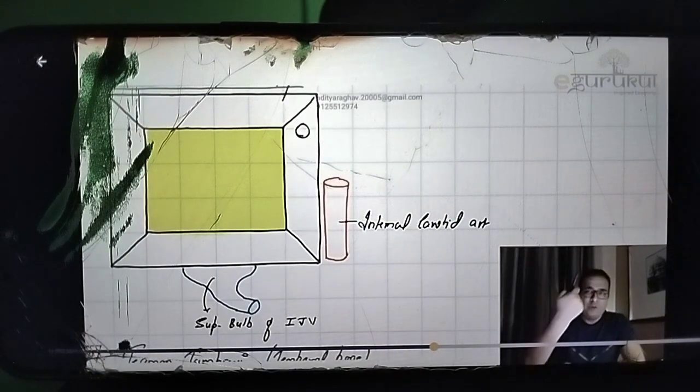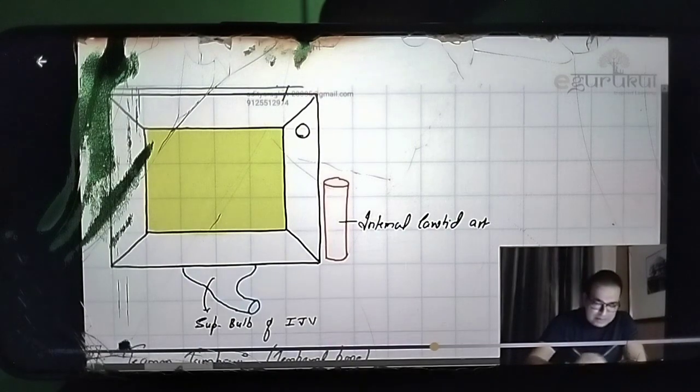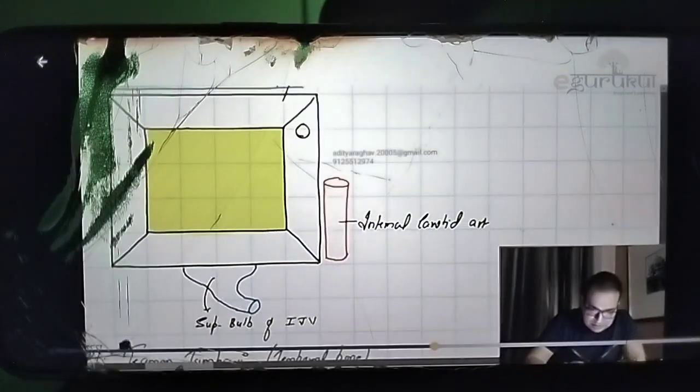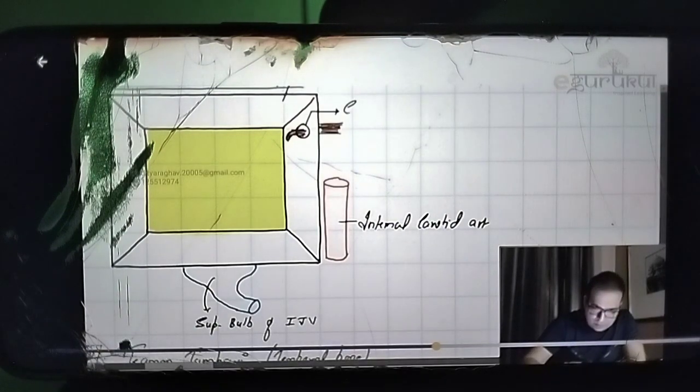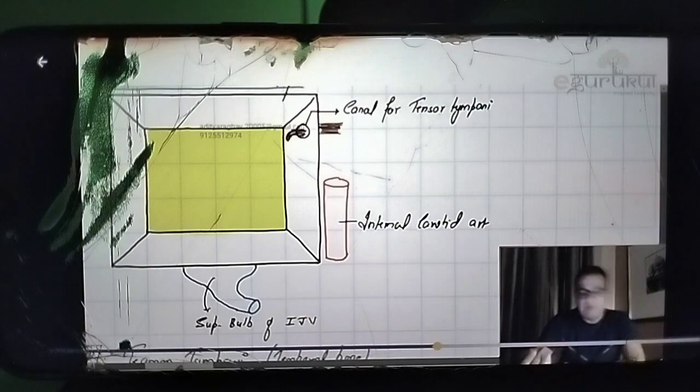Tensor tympani. So the muscle which enters from the anterior wall is tensor tympani. If I may just draw this muscle here, let us say the muscle comes in here. That's a muscle coming in here, and that's how it is entering into the middle ear. Curve it a little, it will be more helpful to understand in the later part. So this is the muscle that is tensor tympani, and obviously this opening is a canal for tensor tympani.